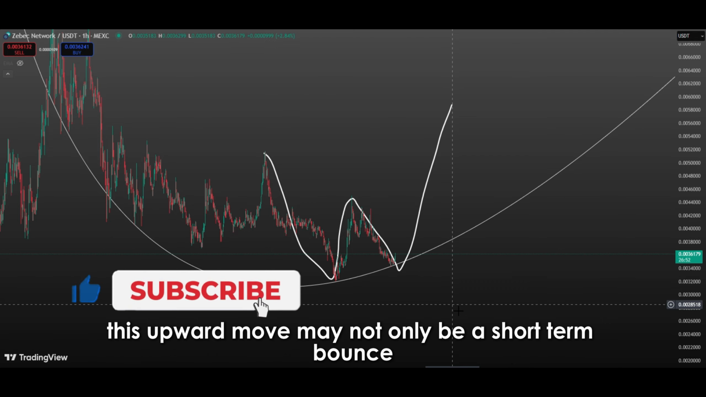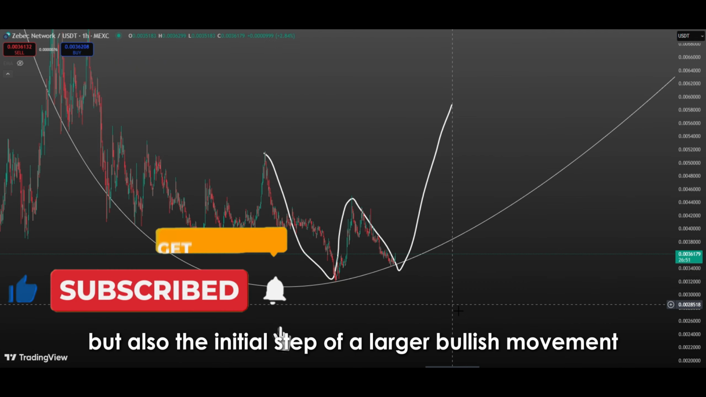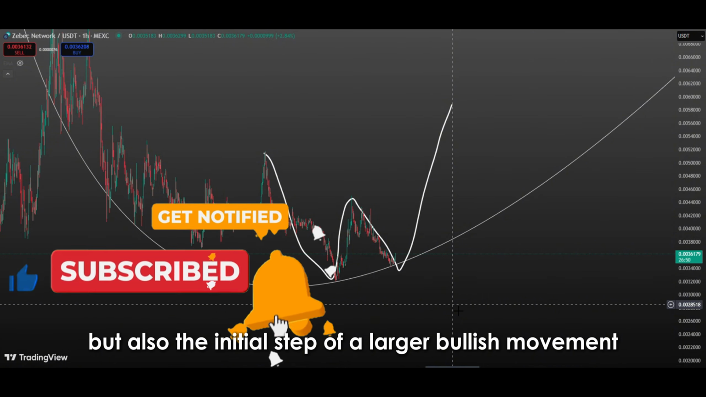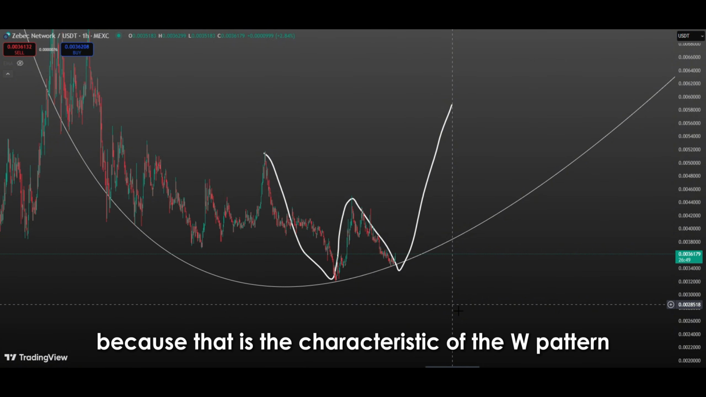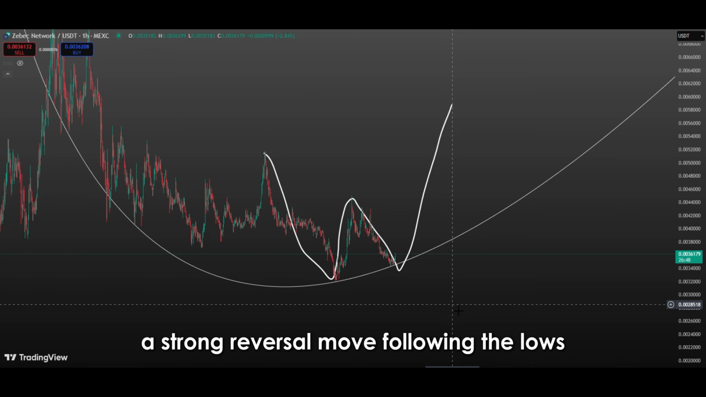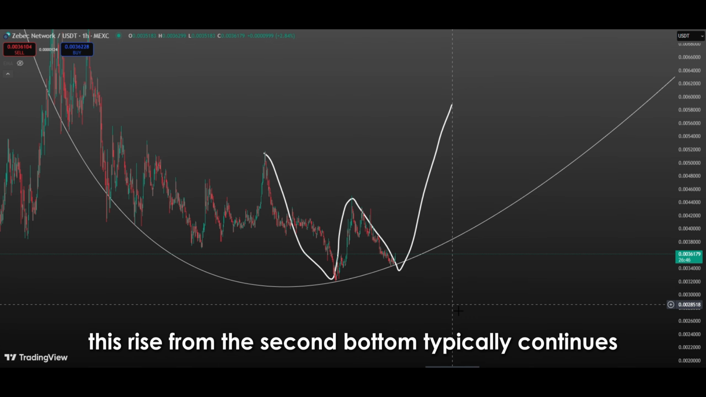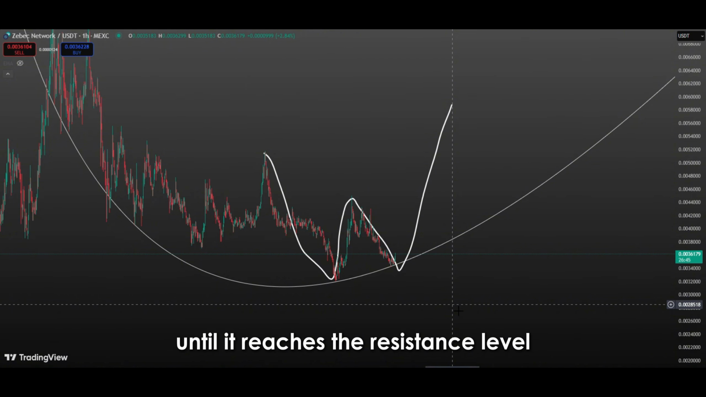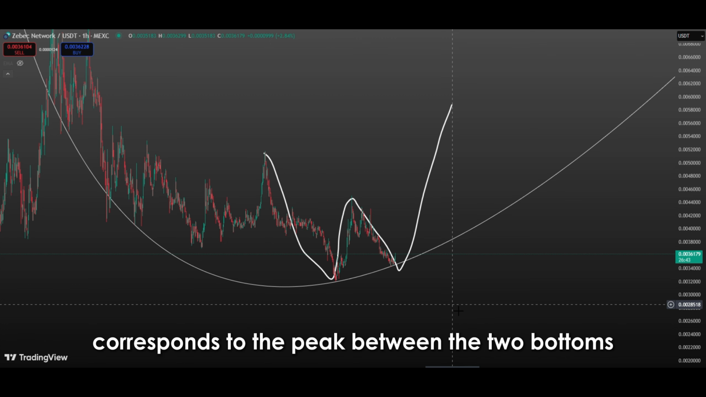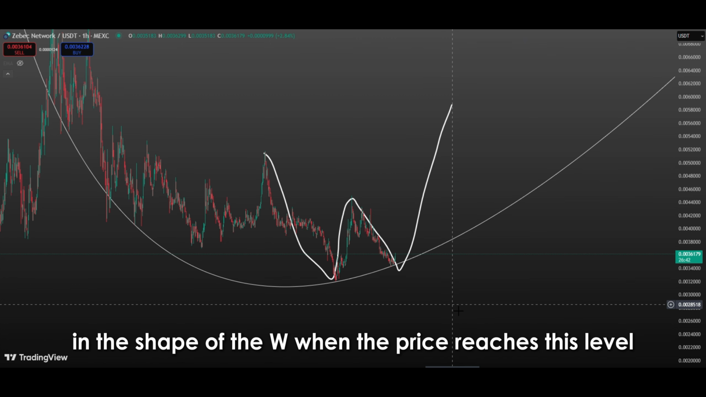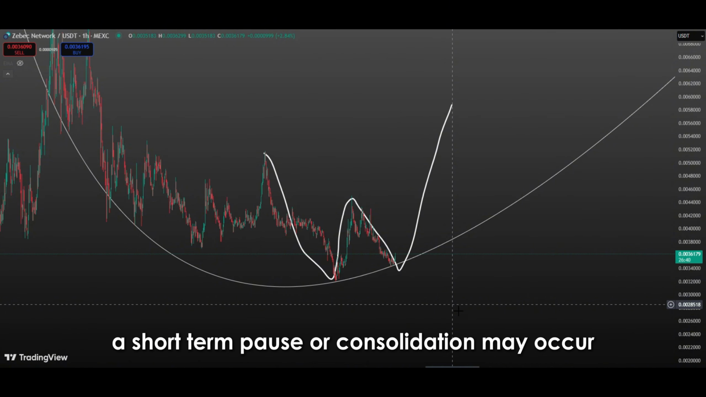This upward move may not only be a short-term bounce but also the initial step of a larger bullish movement, because that is the characteristic of the W pattern, a strong reversal move following the lows. This rise from the second bottom typically continues until it reaches the resistance level, known as the neckline of the pattern. This resistance level corresponds to the peak between the two bottoms in the shape of the W. When the price reaches this level, a short-term pause or consolidation may occur.